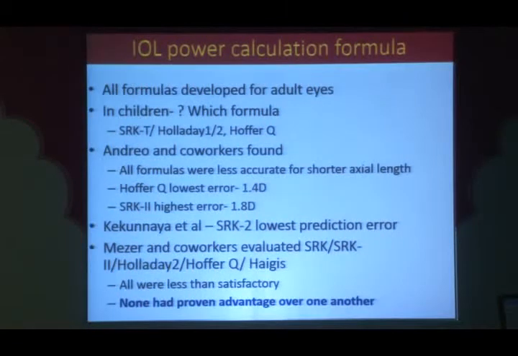over one another. So you can use an SRK/T, you can use a Holladay 1 or 2, you can use a Hoffer Q. So all of them are almost equivocal. There is not much of a difference between all these formulas.